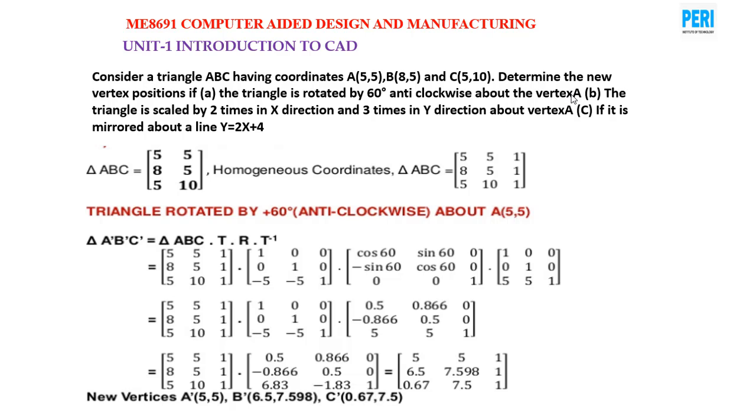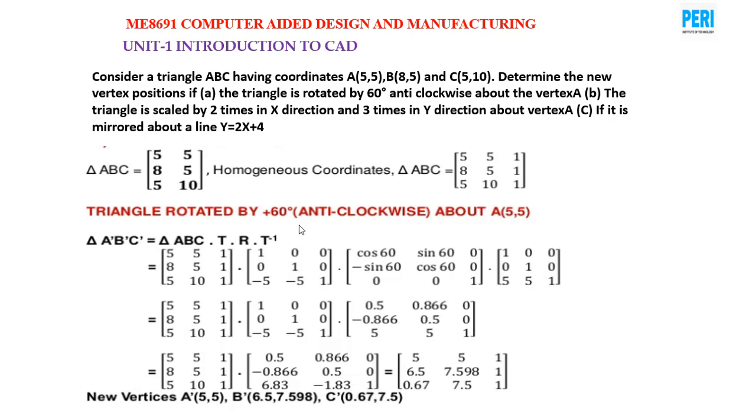So from vertex A only, those points will be rotated, and the triangle scaling factor is 2 times in the x direction, 3 times in the y direction about vertex A only. If it is mirror about a line, y equal to 2x plus 4. In this case, the coordinates are (5, 5), (8, 5), (5, 10). For homogeneous coordinates, we further have to introduce the third matrix column 1, 1, 1.